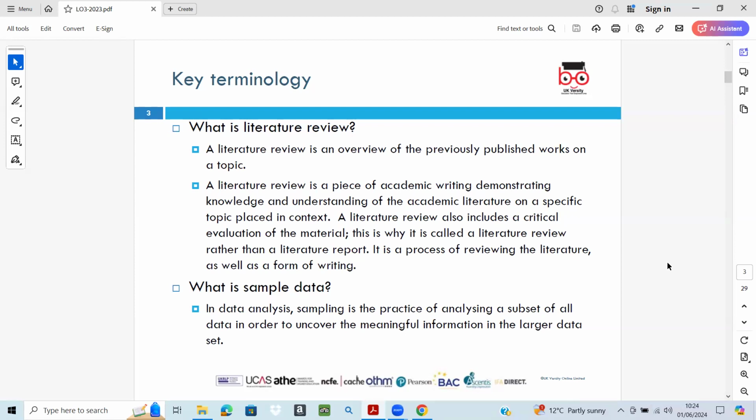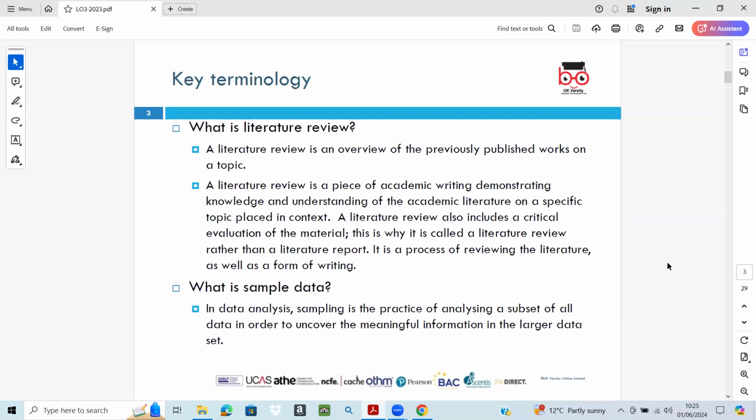Then we have critical evaluation. So it involves assessing the quality of the research we have reviewed, and are the methodologies sound, and are the conclusions well supported by data. We need to consider what are the limitations of these studies, and this critical approach is what distinguishes a literature review from a literature report.